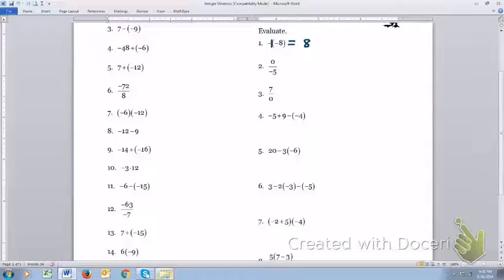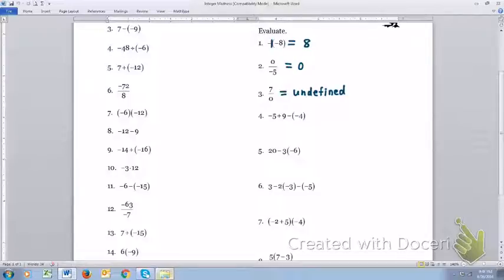Number 2, 0 divided by anything is 0. And we talked about how we can't divide by 0. In fact, it's undefined. So anytime you have 0 in the denominator of a fraction, hopefully a red light will go off in your brain and remind you that you can't do that. It's undefined.